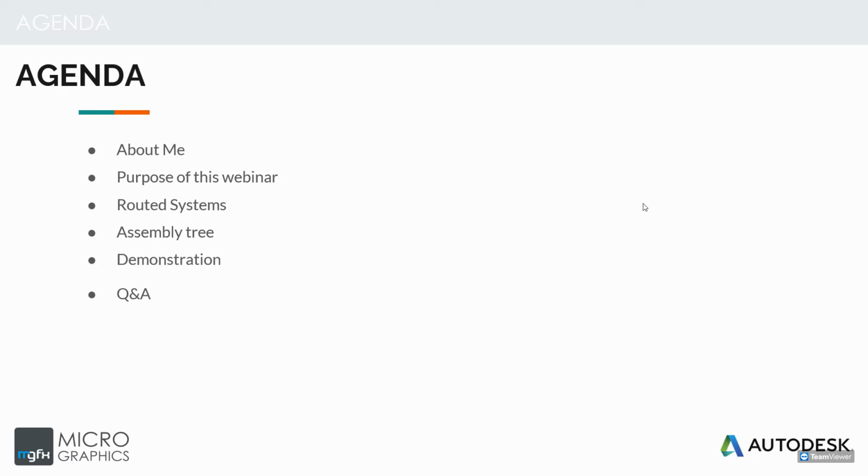All right, so let's discuss the agenda for today. Like we said, the topic for today is rooted systems in Inventor Professional. And our agenda is going to be, first we're going to discuss a little bit about me, who I am, what I do. Then we're going to take a look at the purpose of this webinar, what exactly we're trying to achieve. Then we're going to discuss rooted systems itself.